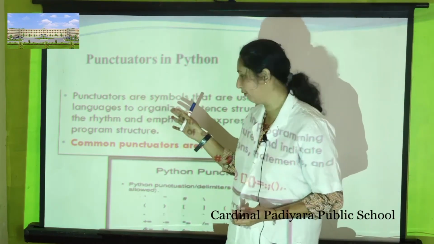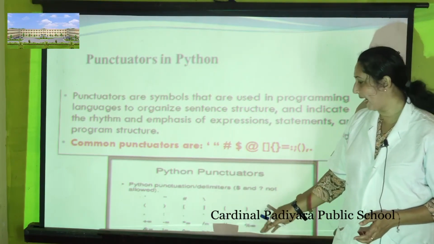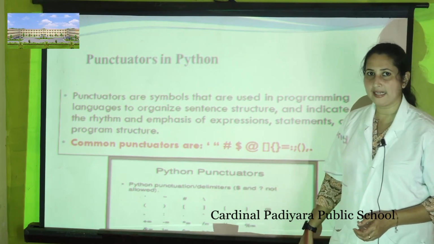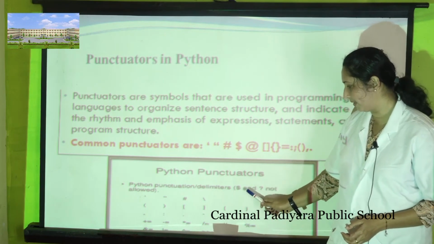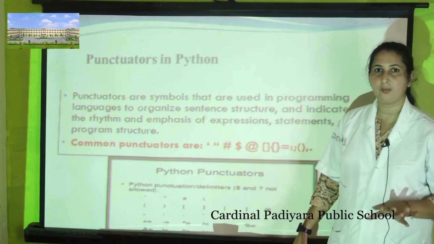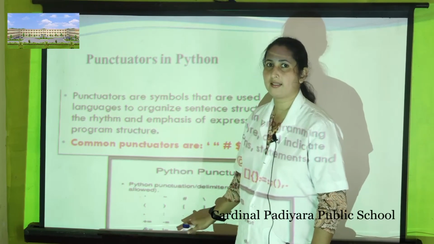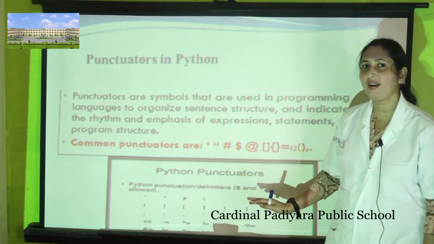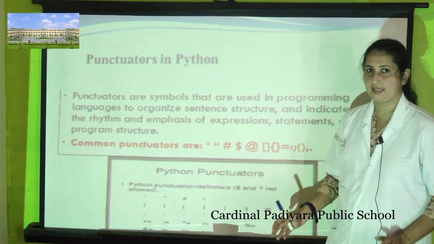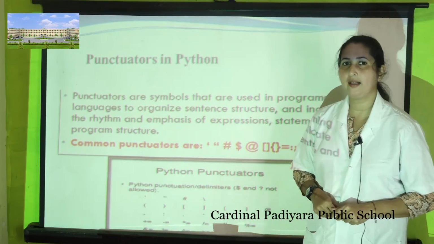Punctuators are different types of symbols that can be used in Python programming, except dollar and question mark. Python does not support these two symbols as punctuators. All other symbols can be included in your program, but the dollar symbol and the question mark are not included as punctuators. Okay, understand? These are the main tokens in Python programs.